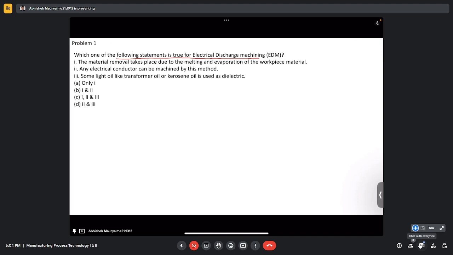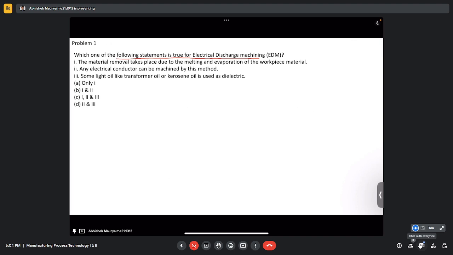Before that, let's quickly see how the electro discharge machining takes place, and probably after that we will be able to get the answer to this question. So this is a very simple schematic of the electro discharge machining.